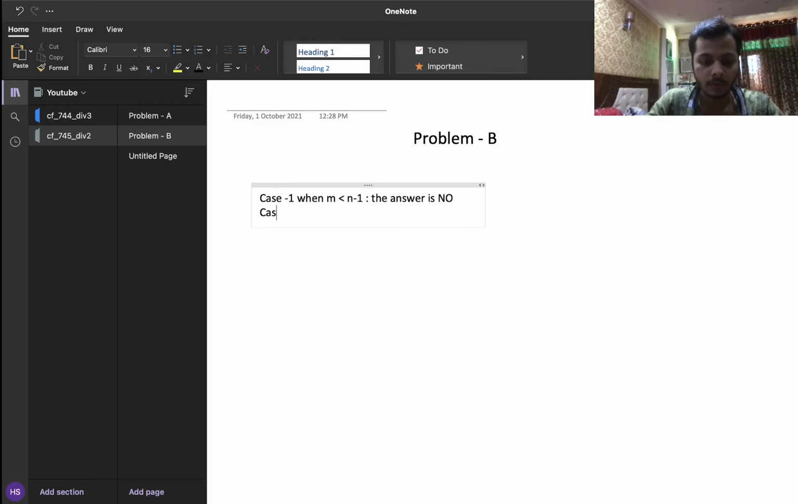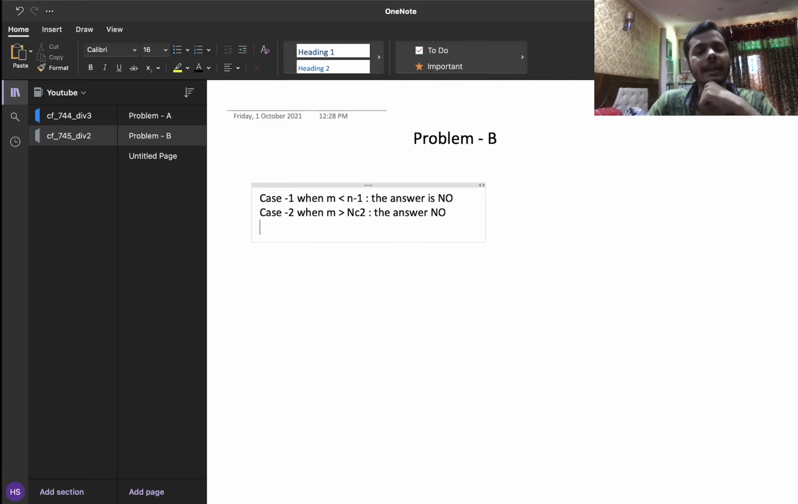Okay, now case 2, when m is greater than nC2, right? Again, we have to avoid multiple edges and self loops. So we can have a maximum of nC2 edges because we can have at most one edge between any two vertices. So again, if the number of edges is greater than nC2, the answer would be no. So these are the two trivial cases to handle first of all, and you can get rid of these two cases to make your code look a bit clean.